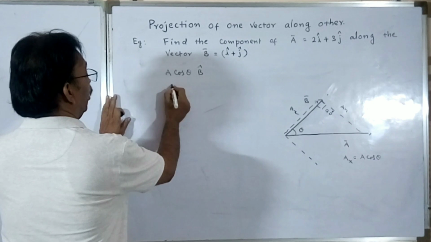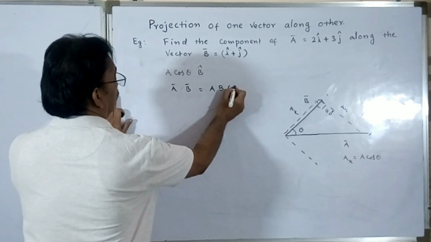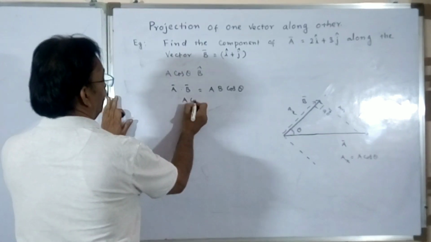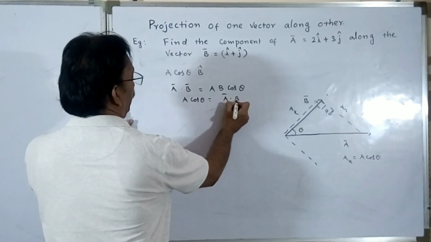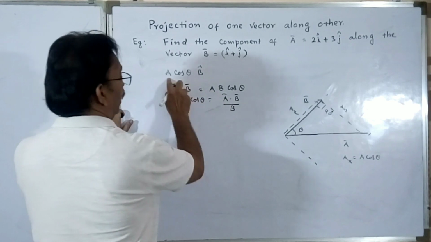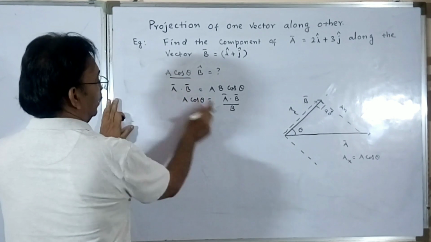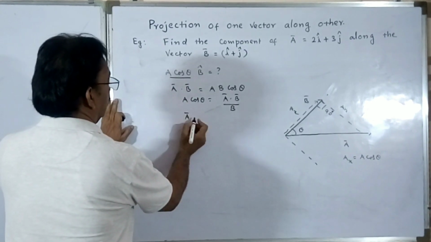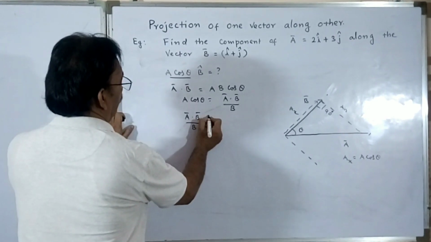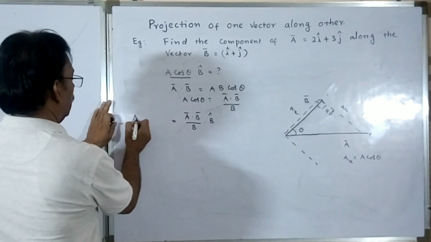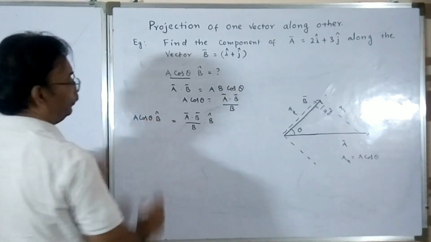As you know, A bar dot B bar is equal to AB cos theta. A cos theta can be written as A bar dot B bar by B. I am substituting this, since it is what we need. That is, in the place of A cos theta, I am putting this value: A bar dot B bar by B bar into B cap. It is the component of A along the direction of B.